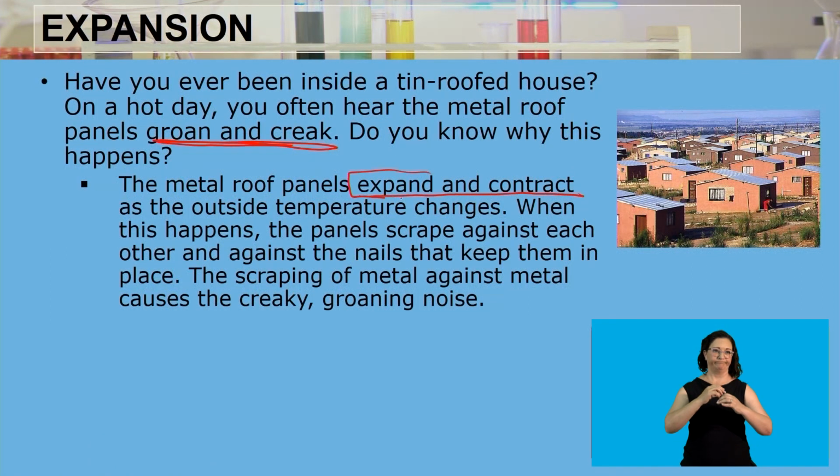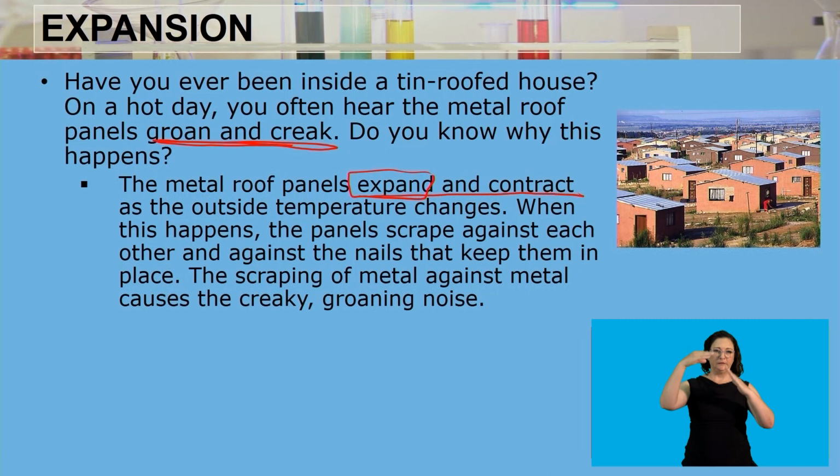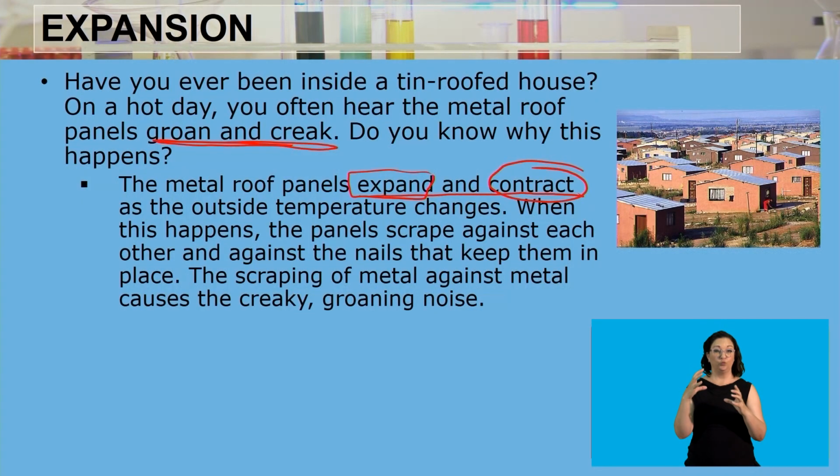Remember we said expansion happens when there's an increase in temperature. On a hot day, the sun is up there, it's very hot, so the particles making up that roof are going to move more. Remember, when that happens, the spaces between the particles increase. The particles and the number of particles remain the same, just the spaces between them increase. And when they contract, they are just decreasing the spaces between the particles. So the metal roof panels expand and contract as the outside temperature changes. Remember, expansion is an increase in temperature, contraction is a decrease in temperature.